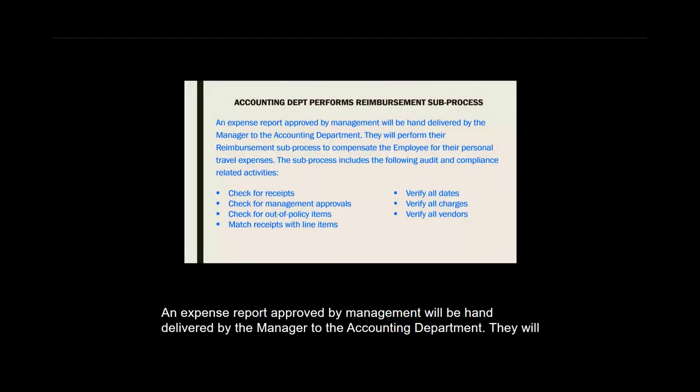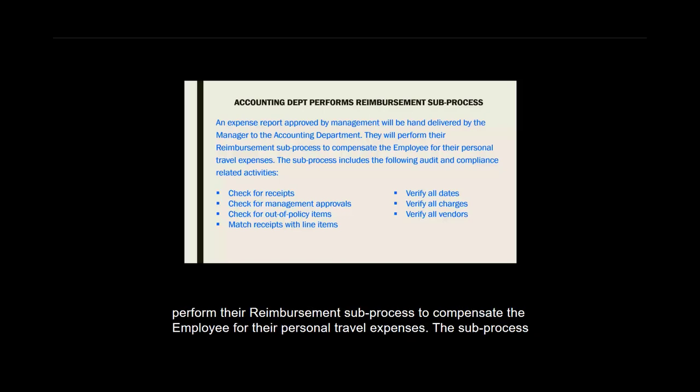An expense report approved by management will be hand-delivered by the manager to the accounting department. They will perform their reimbursement sub-process to compensate the employee for their personal travel expenses. The sub-process includes the following audit and compliance-related activities: check for receipts, check for management approvals, check for out-of-policy items, match receipts with line items, verify all dates, verify all charges, and verify all vendors.